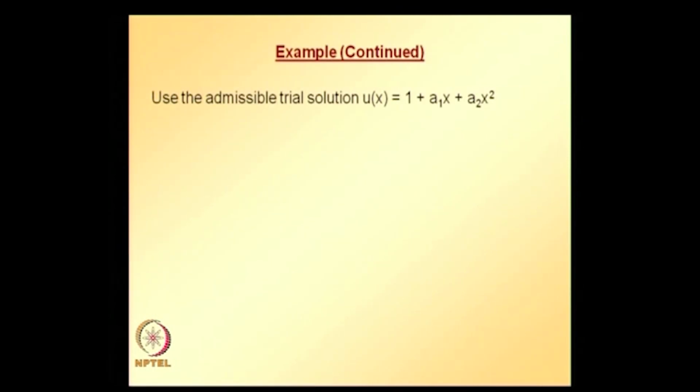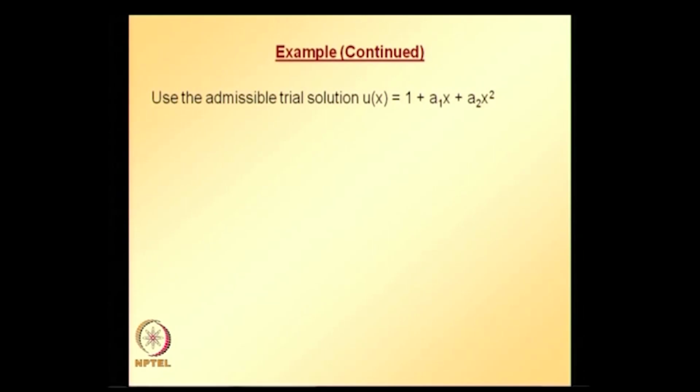So now let us go through the procedure. First we need to select a trial solution and make it admissible. To make the trial solution admissible, we need to substitute the essential boundary condition and find one of the unknown coefficients if it is possible. So the admissible trial solution for this problem is 1 plus a1x plus a2x square.